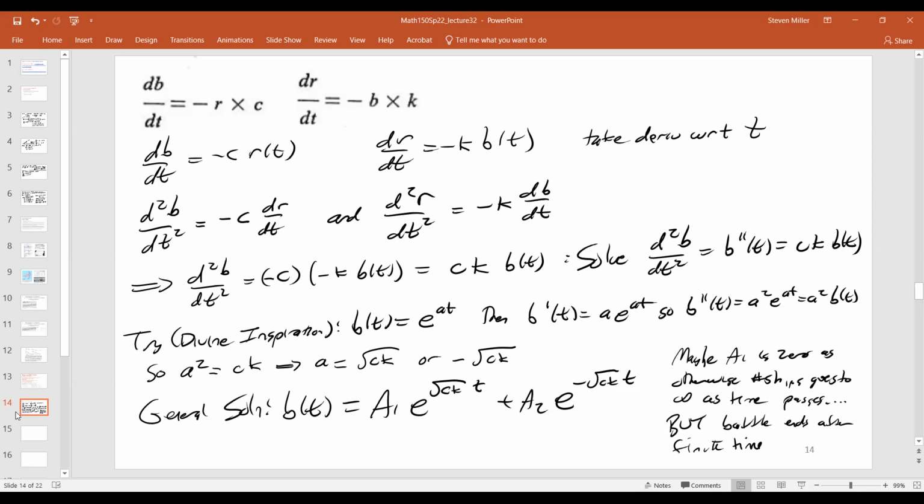So yes, if I let time go to infinity, the A1 e to the square root of CKT, that's worrying me because the number of ships is going to just go off to infinity. But I can only use this equation up to a certain moment in time. This is very similar to when we use the geometric series. I have to make sure that if I want to use the formula, the absolute value of R is less than 1. So when I'm using this formula, I might want to say A1 is 0, but that would only work if I could let time grow arbitrarily. I can't, so this is not unreasonable. Okay. Any questions about this?